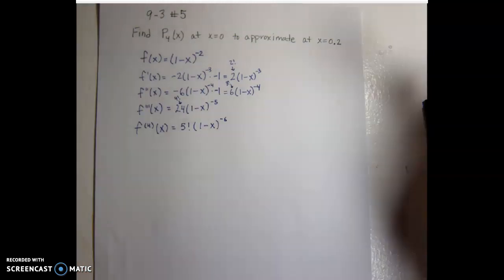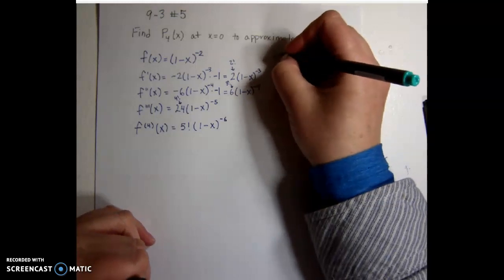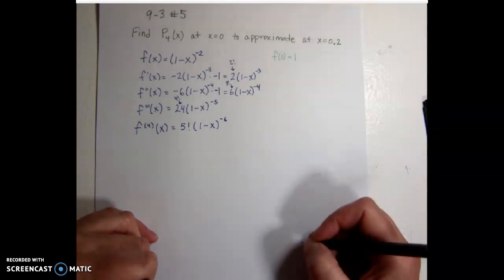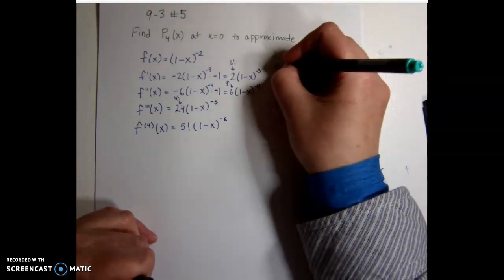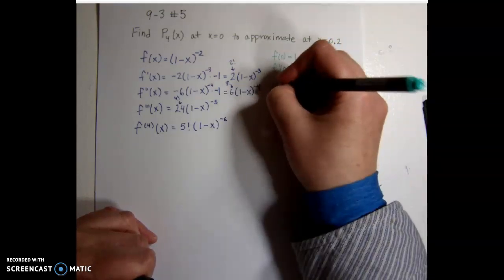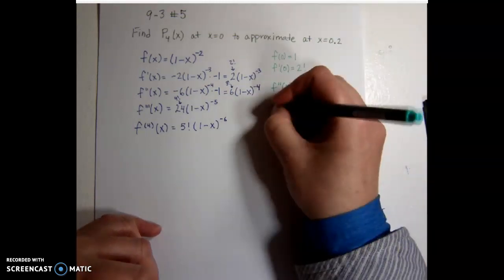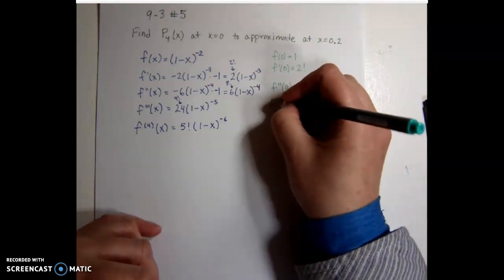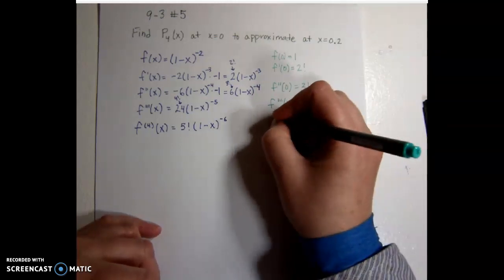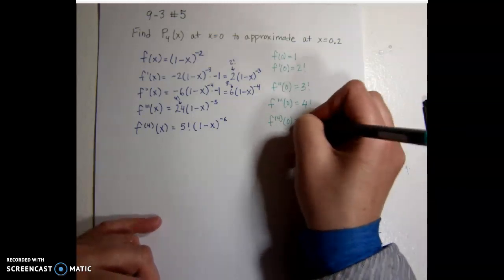So now I'm going to evaluate each of my derivatives at x equals 0. So f of 0 is 1. F prime of 0 is 2 factorial. Second derivative at 0 is 3 factorial. Third derivative at 0 is 4 factorial. And the fourth derivative at 0 is 5 factorial.